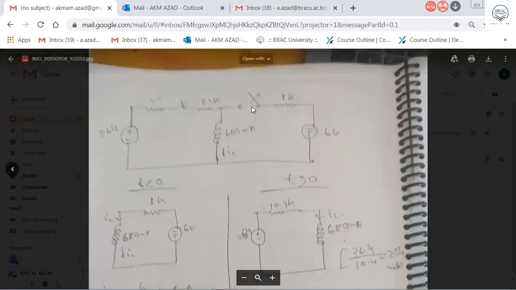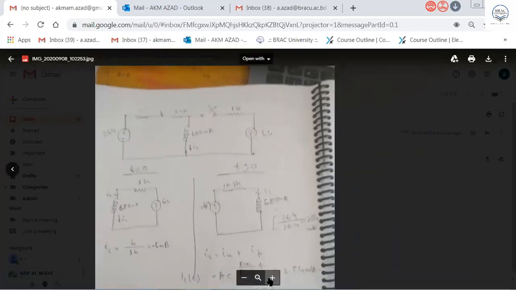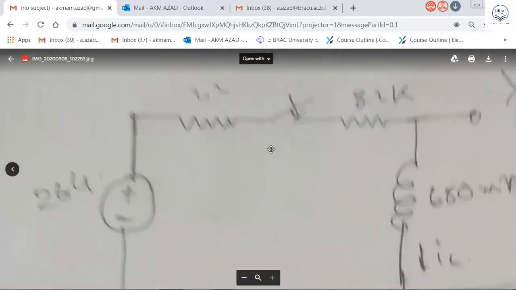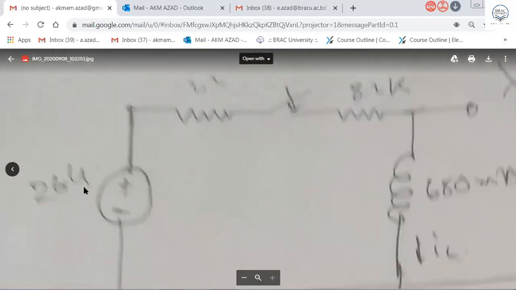For t more than 0, this switch is open and this is gone, only the left hand side circuit is active, and this voltage source comes from the current source. As I told you, the current source should be converted to a voltage source. So he got the conversion as 2.64. Is it, Jihad? 2.64? What have you written there? It's 26.4. 26.4, sir.